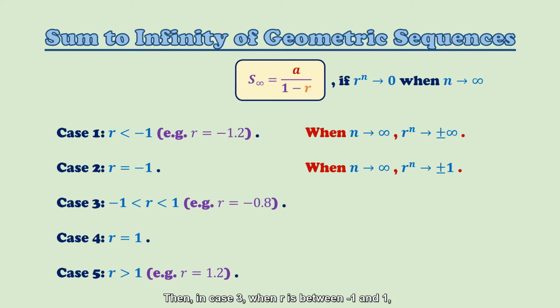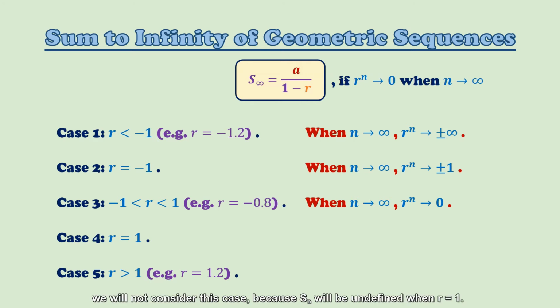Then in case 3, when r is between -1 and 1, for example when r is equal to -0.8, then we can see that when n approaches infinity, r to the power n will approach 0, no matter n is even or odd. For case 4, when r is equal to 1, we will not consider this case because Sn will be undefined when r is equal to 1.